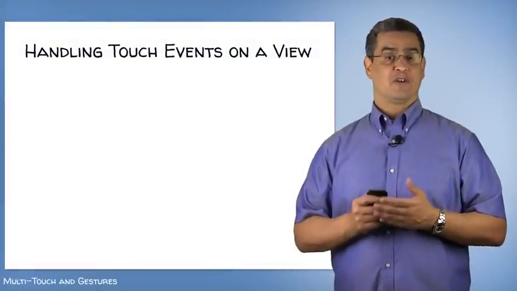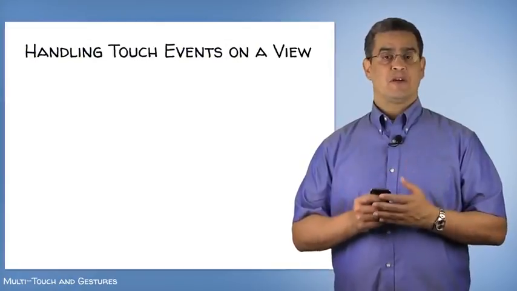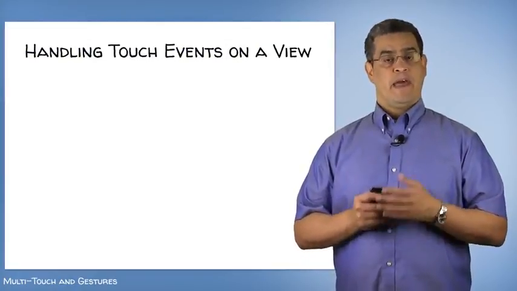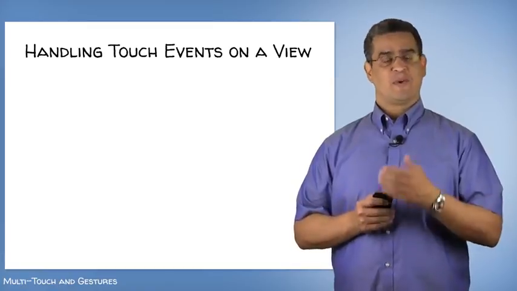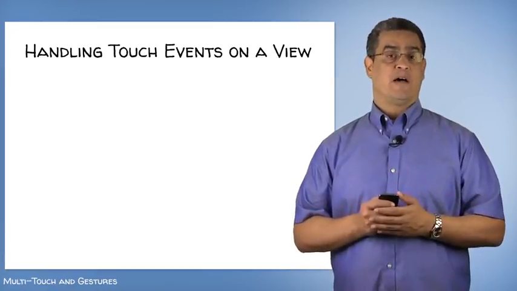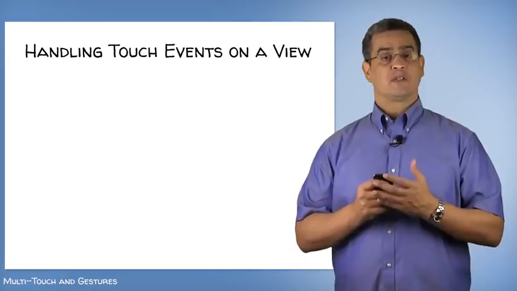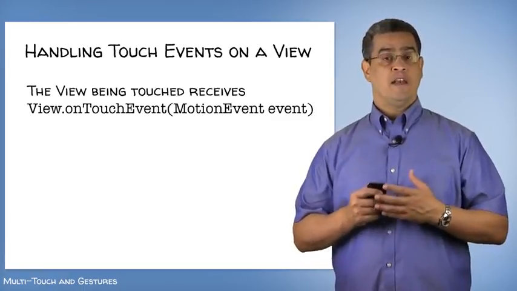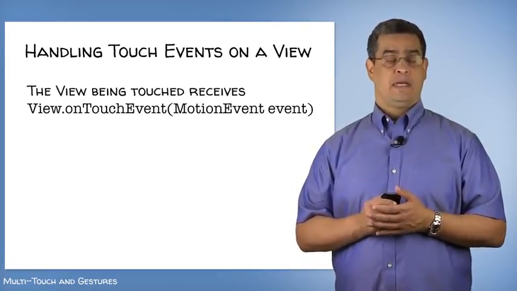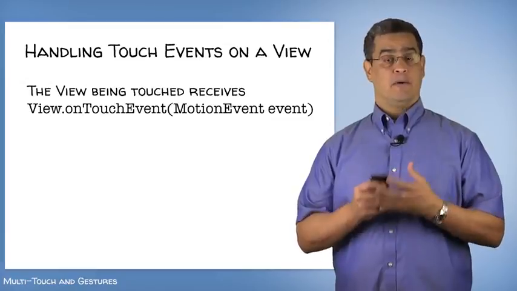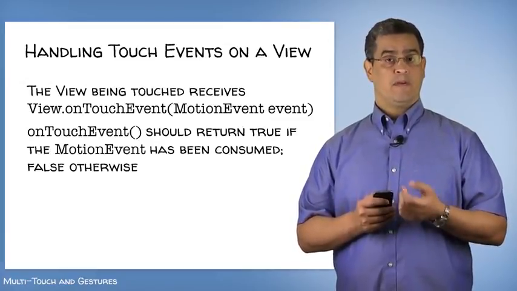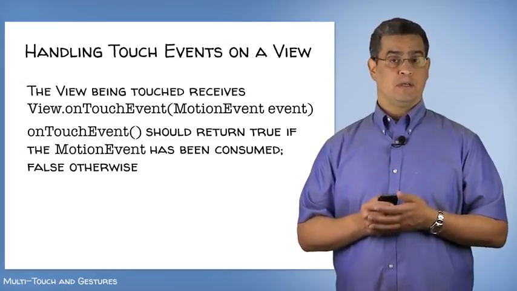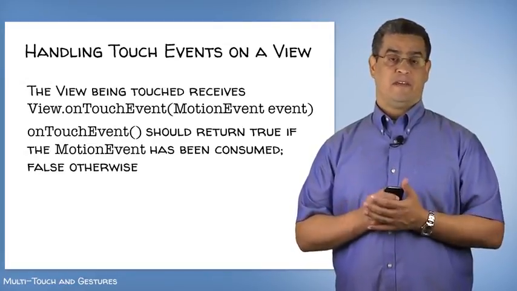When a touch occurs on a view, Android generates a motion event and then attempts to deliver that event to various objects, one of which is the view itself. Android delivers the motion event through the onTouchEvent method. This method can process the motion event and should end by returning true if the motion event has been consumed and false if it has not.